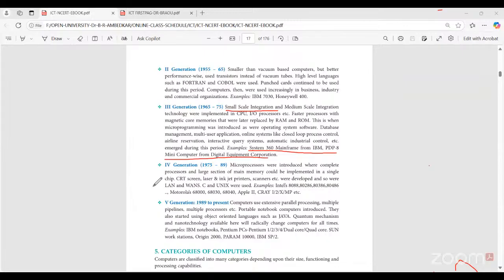And the fourth generation example is the Intel microprocessors. These are microprocessors in the fourth generation. This is the year the fourth generation started, and the third generation was 65 to 75. And the fifth generation has the same Intel processor, but their architecture type is different. These are high level languages. Here object oriented programming languages like Java are there, but they are also called high level language.